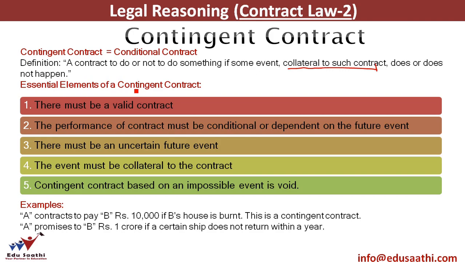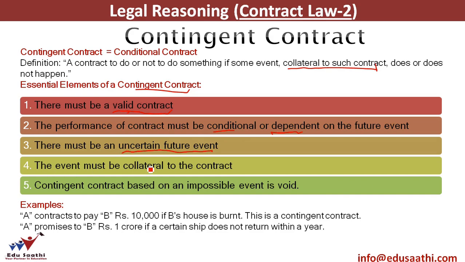What are the essentials of a contingent contract? There must be a valid contract. So, when the word contract is used, it has to be a valid contract. That means all the ingredients of a valid contract must be fulfilled. Next, the performance of the contract must be conditional or dependent on a future event. That is, it depends upon the happening or non-happening of a certain event. It must be an uncertain future event. You do not know what is going to happen in future in relation to that event. It should be an uncertain one.